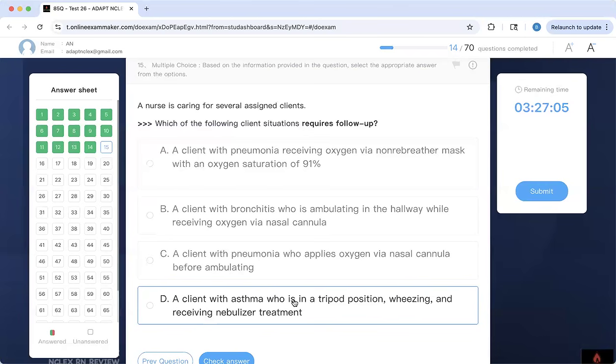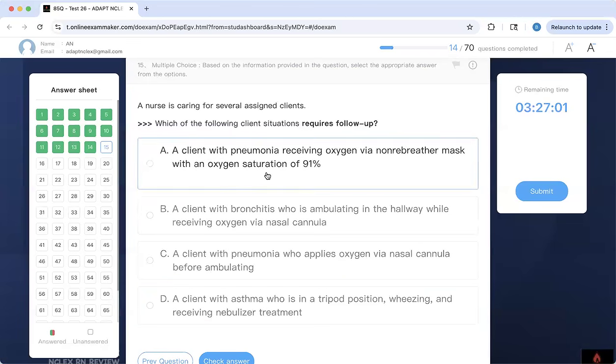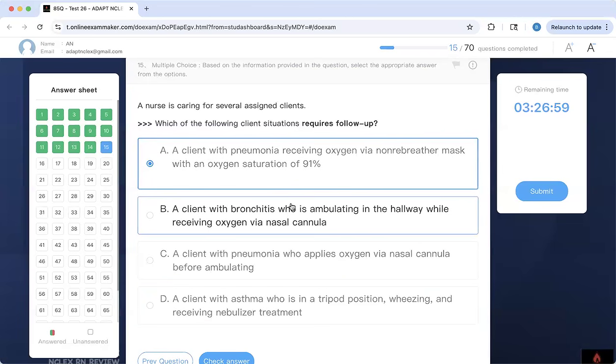Don't pick it. You're attempting. Don't pick it. You pick your answer. I can tell you one is your right answer. Why? Ask yourself why. He has pneumonia.